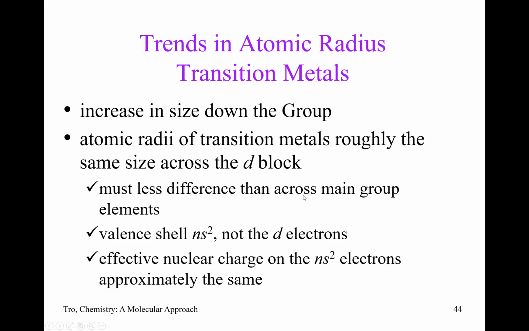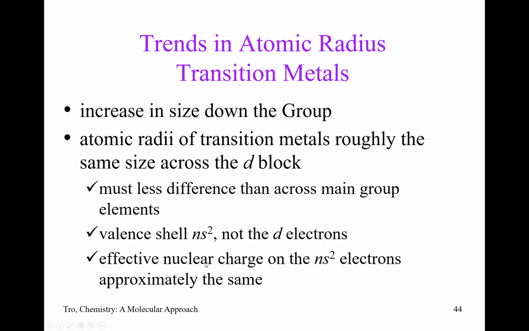Then less difference than across the main group. Again, that's the orbitals. The valence shell, the ns2. Remember, our valence is the s and p. So the d electrons, they're not really our valence ones, and that's why we left them out, right? The valence ones were s and p, so 2 + 6.